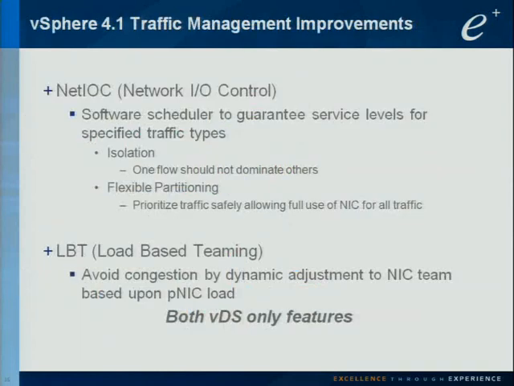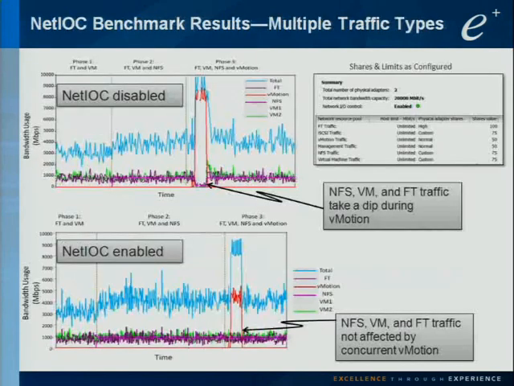I didn't point that out. Both these features are VDS only. So when you're on 4.1, you need to be Enterprise Plus licensed in order to enable these. There are options for standard vSwitch, so don't panic. You can still do something. But these cool features where you can get prioritization are distributed vSwitch only features.